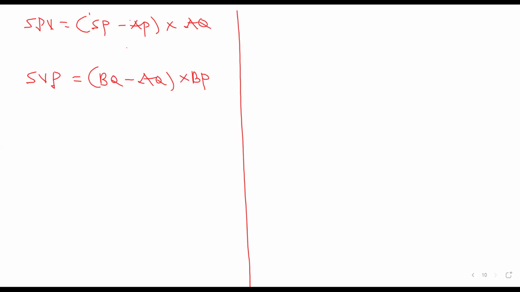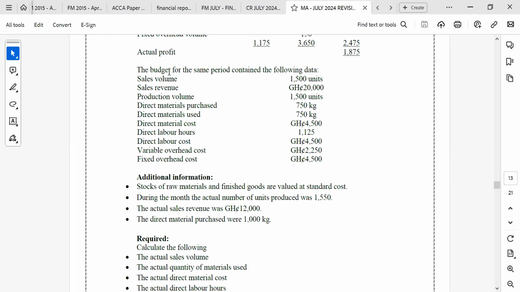So go to the information given to you. The budget for the same period contains the following data. How many units are we selling? 1,500. For how much? 20,000. So what will be the selling price per unit?